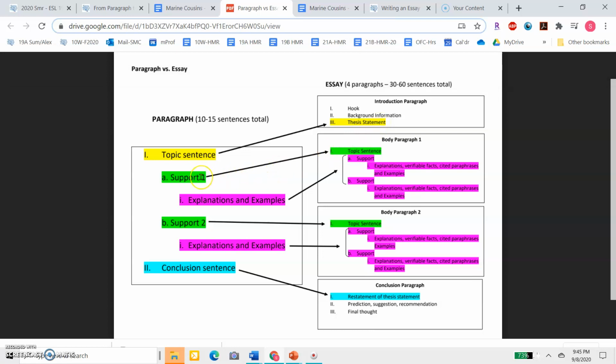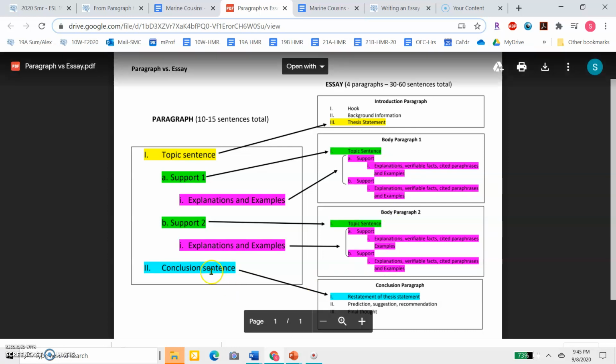All right. And then for each supporting idea in a paragraph, we're going to expand each one into its own separate paragraph. So supporting idea 1 is in body paragraph 1. Supporting idea 2 is now in body paragraph 2. And for each supporting point, you've got explanations and examples. Here in this example, the topic sentence has 2 forms of support, more explanations and examples for both body paragraphs.